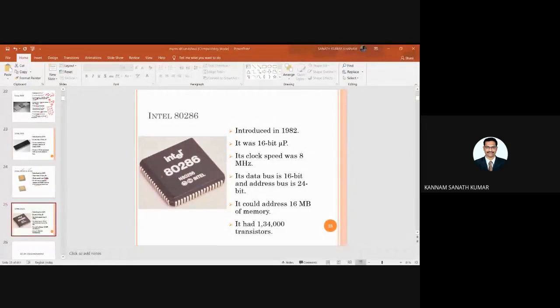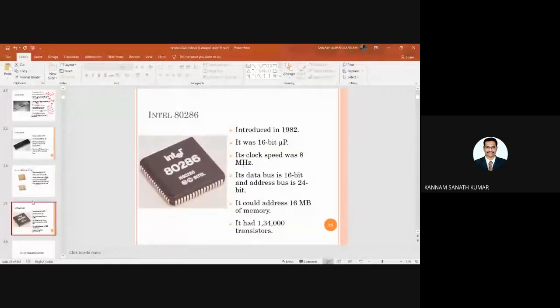It was introduced around 1982. It was a 16-bit microprocessor, the clock speed is 8 megahertz, and it has a 16-bit data bus and a 24-bit address bus. So the 80286 has an address bus of 24 bits, and it can address up to 16 megabytes, and it has 1,34,000 transistors in total.